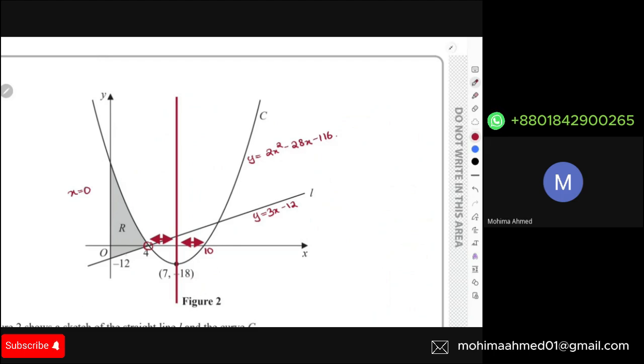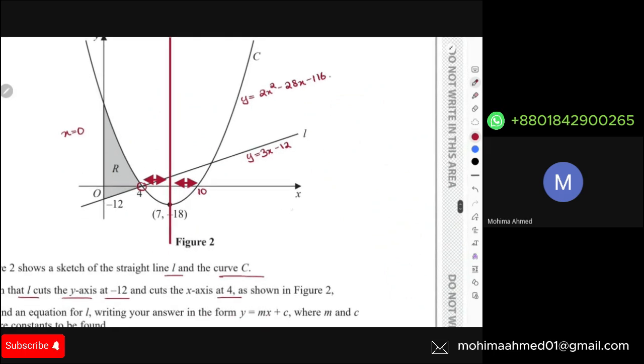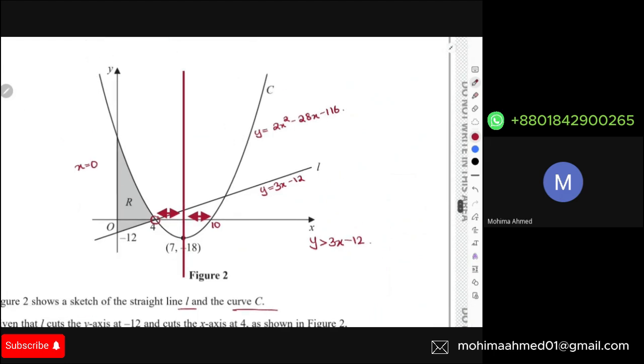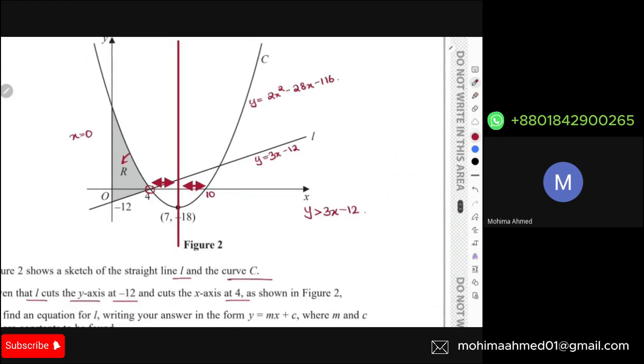So I can see that the region is above the line y equals 3x minus 12, so the inequality is going to be y greater than 3x minus 12. Similarly, for the curve, the region R is below the curve, so we get y less than 2x squared minus 28x minus 116. For the vertical line, the region is to the right of it, so instead of x equals 0, I will write x is greater than 0 this time, right?